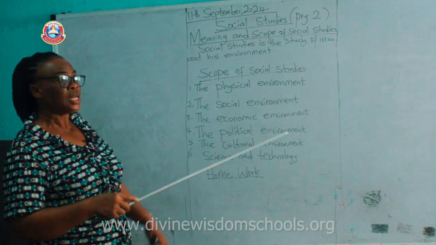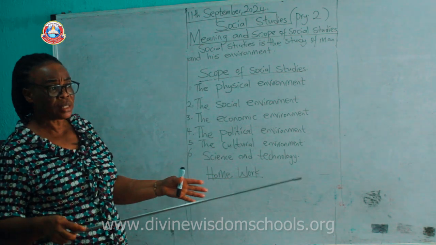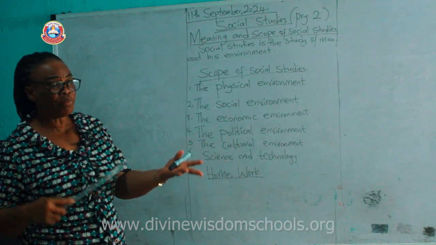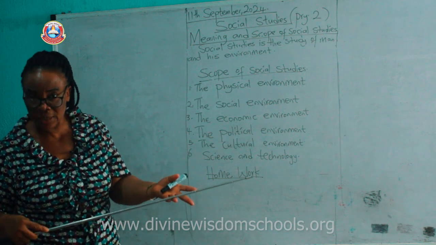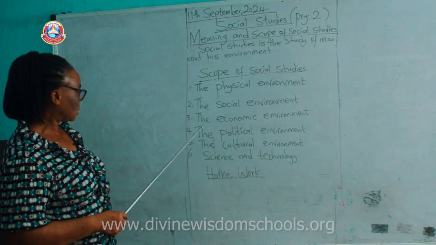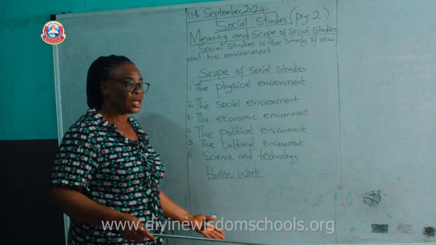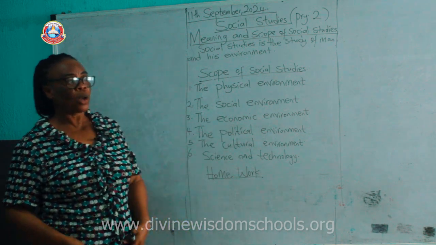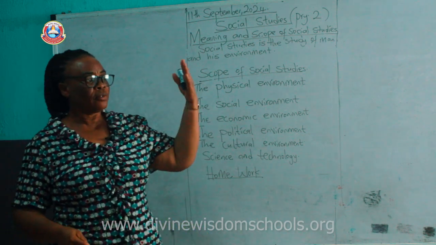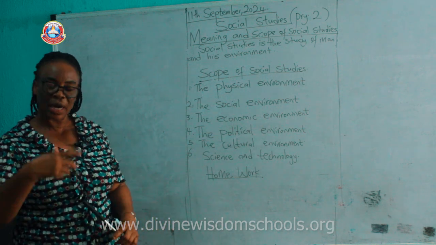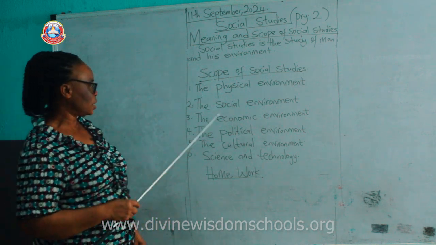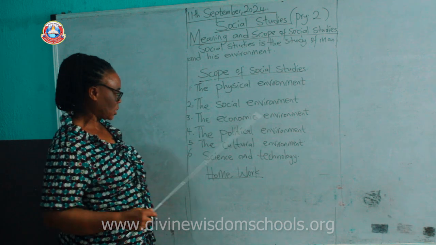So human beings interact in their different environments by working hard to make money to provide for their individual needs. Is that okay? All right. Either by going to the market, by working on the farm, by working in industries, in different factories, and then you get paid. With that money, you can now provide for your different needs. That is the economic aspect.